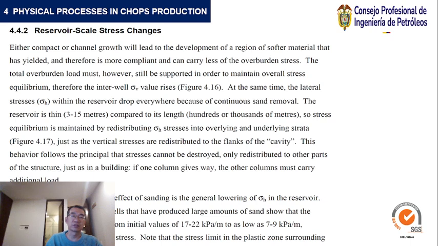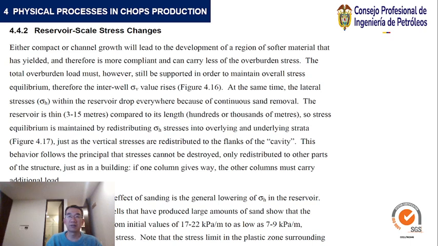Reservoir scale stress changes, either compaction or channel growth, will lead to the development of a region of softer material that has yielded and therefore is more compliant and can carry less of the overburden stress. The total overburden load must, however, still be supported in order to maintain overall equilibrium. Therefore, the interval value rises.